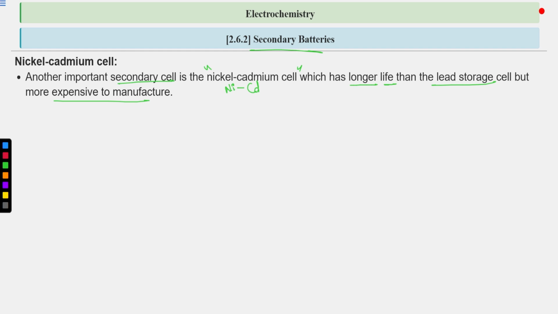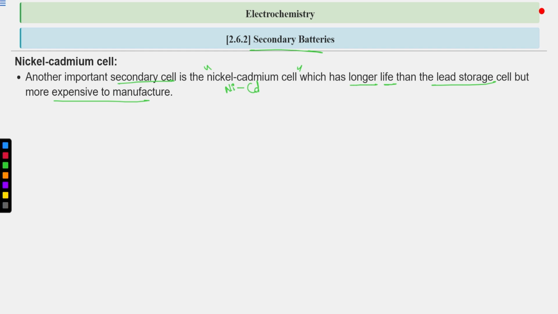But if the battery lifespan is short, if it gets discharged very soon, in the case of secondary batteries, then that kind of battery will be considered cheap or less used. So another important secondary battery we are talking about is the nickel cadmium cell, which has a longer life. That means it can be reused again and again over a longer period of time. If you compare it with the lead storage cell, the nickel cadmium cell has a longer life.